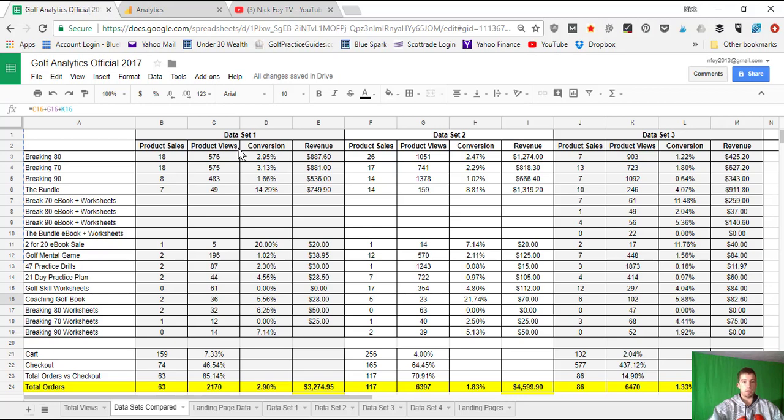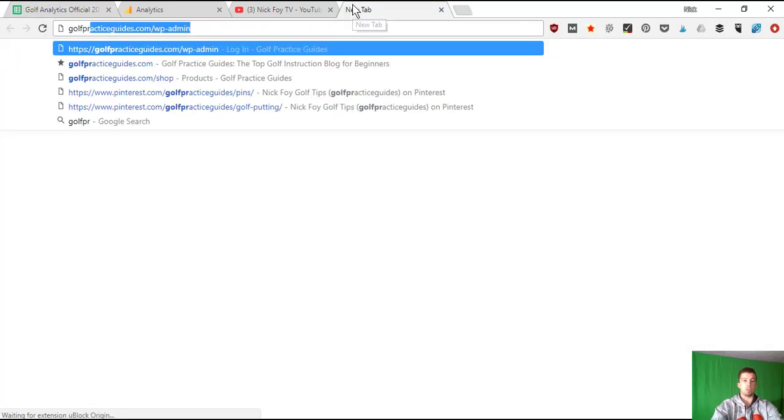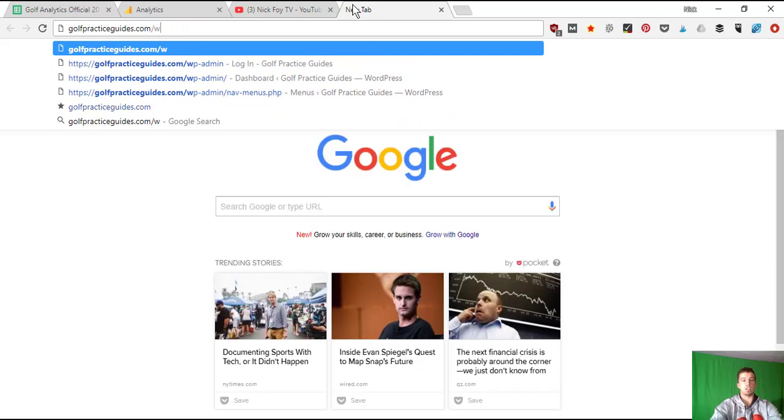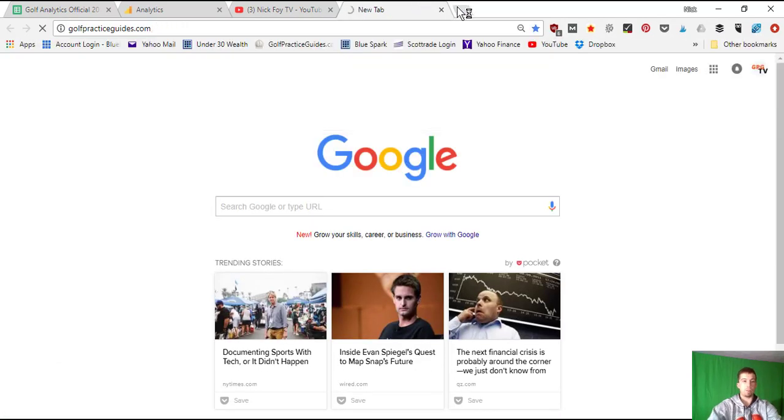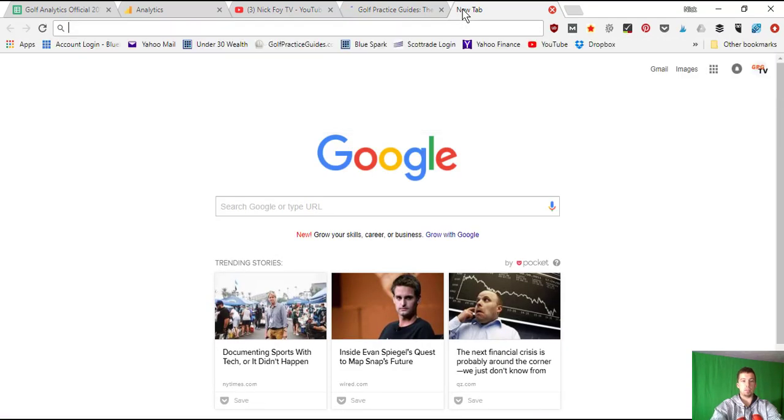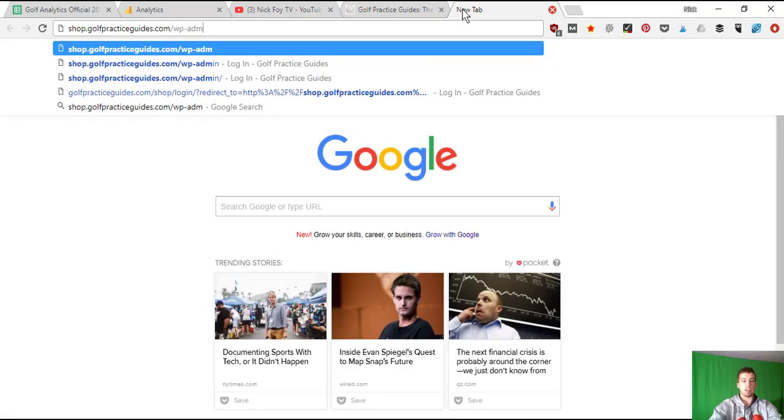So I broke it up into 3 different data sets, and these are all my different products. Again, I have my main golf website, which just to make context for you so that it's easy for you to understand this. So here's my golf website, golfpracticeguides.com. And then I have a subdomain that used to be shop.golfpracticeguides.com. But what they did was Bluehost ended up going in on the back end and rearranging some files.